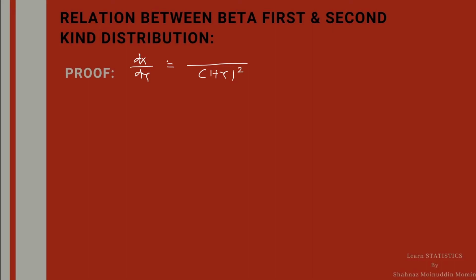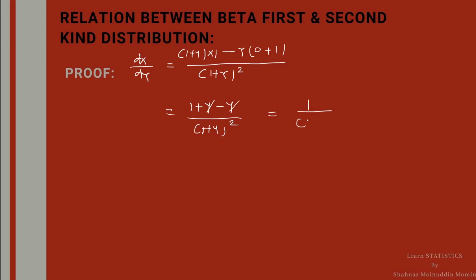So it is 1 plus y into the derivative of y, that is 1, minus y into the derivative of 1 plus y, which is 0 plus y. Therefore it is 1 plus y minus y upon 1 plus y square, which is equal to, y and y get cancelled, 1 upon 1 plus y bracket square. This is the derivative of x with respect to y.